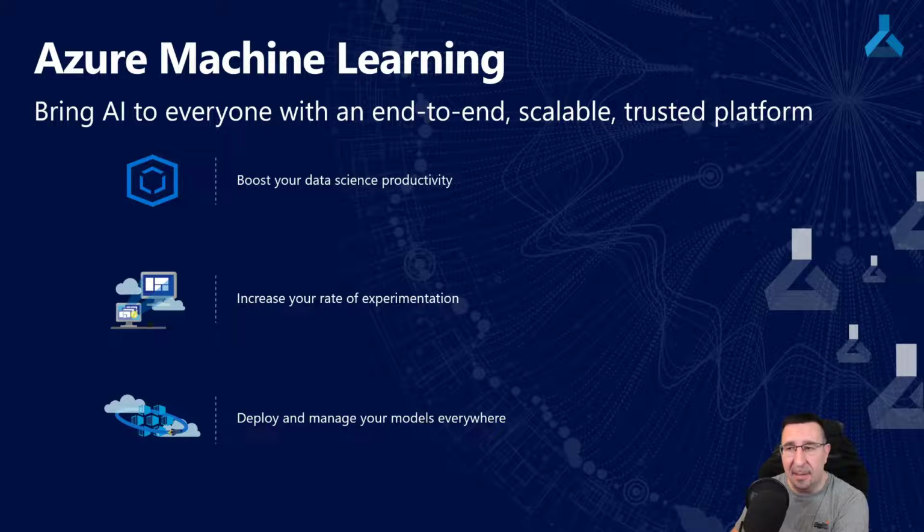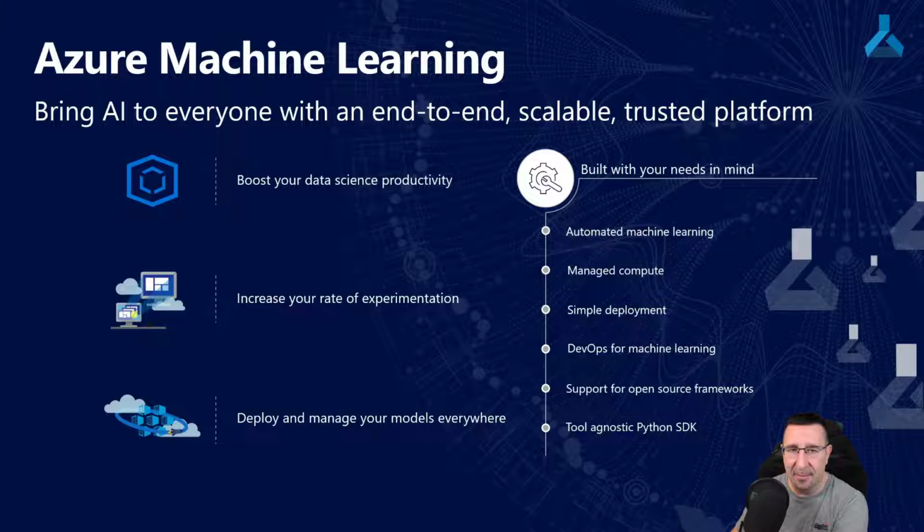And then in the middle, it's built with your goals and your needs in mind, talking about the needs of a data science specialist or a software engineer with machine learning skills who wants to create models and deploy them. So it enables us to do automated machine learning, which is machine learning doing machine learning. It is almost not possible to do it more easily. It delivers managed compute, simple deployment of models, DevOps for machine learning, also called MLOps, support for open source frameworks, and a tool-agnostic Python SDK. Basically, the usual tools that you use for doing machine learning on your desktop or in other environments, we have all of them here integrated into the Azure portfolio. It's pretty cool, pretty well done.